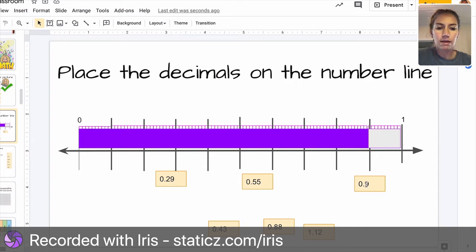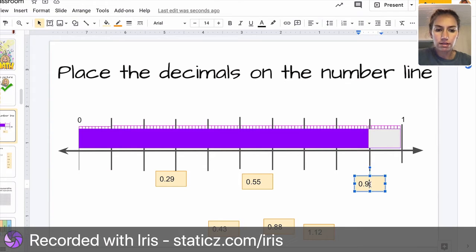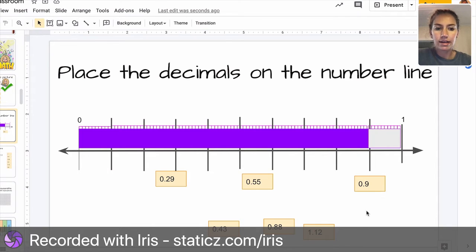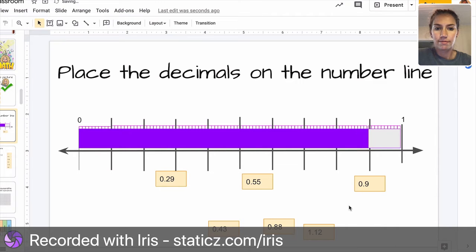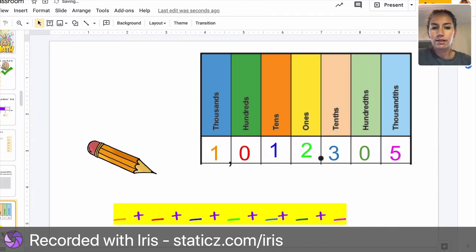So I saw that some of you were thinking this was a hundredth. But if I had 9 hundredths, so 9 pink pieces, 9 hundredths, I would have to say 0.09 because this is where the hundredths go. 0.9 is 9 tenths. So remember what we learned. This spot to the right of the decimal point is tenths. This spot is hundredths.